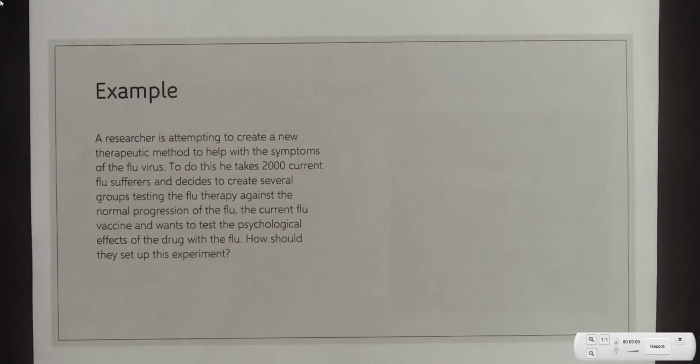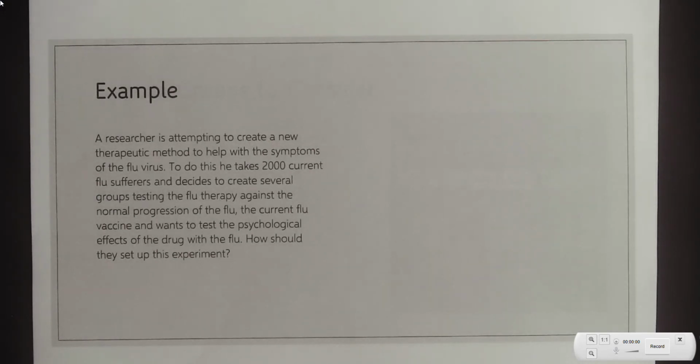All right, so you have an example here. A researcher is attempting to create a new therapeutic method to help with the symptoms of the flu virus. To do this, he takes 2,000 current flu sufferers and decides to create several groups testing the flu therapy against the normal progression of the flu, the current flu vaccine, and wants to test the psychological effects of the flu. How should they set up the experiment?